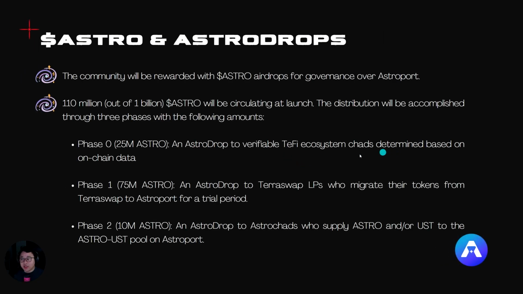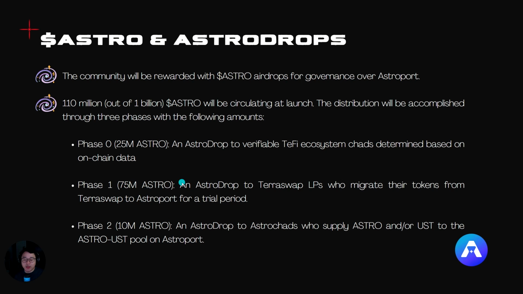So right now, there's an ASTRODROP event happening, whereby the community is being rewarded with Astro airdrops in order to govern over Astroport. And in terms of initial circulating supply, about 11% will be circulated at launch, and the distribution will be accomplished throughout 3 different phases. So phase 0 will basically be an airdrop. The link will be down in the description below.